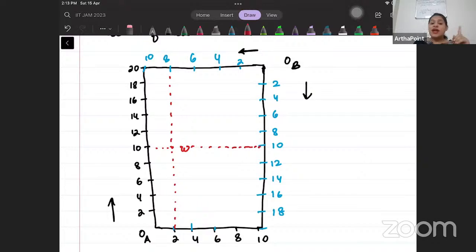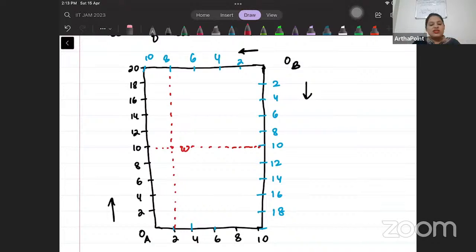Remember, my budget line has to pass through the endowment bundle always, right? Because I can always consume my endowment, right? So my income can always afford the initial endowment bundle, right? So that should be affordable.